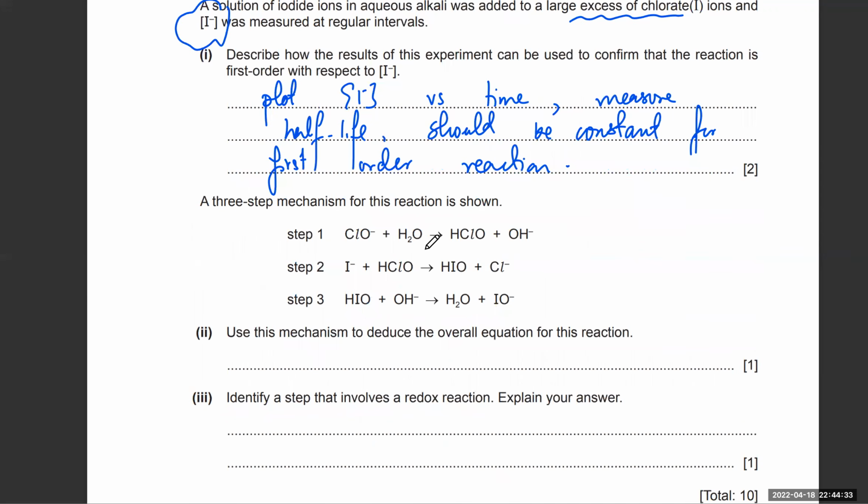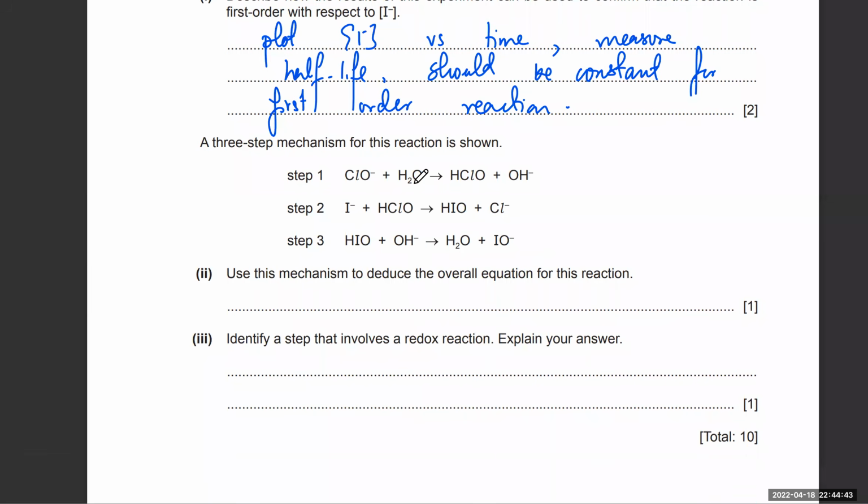And then they're asking you to deduce the overall equation for the reaction. They're not asking for the slow step. So you just add up all the reactants and the products. It's going to be ClO-1 on the left side, plus water. Anything that's appearing on both sides gets canceled out. So OH-1 gets canceled out, HClO gets canceled out, HIO also gets canceled out. So it's ClO-1 plus I-1, and the products on the other side are Cl-1 plus IO-1.